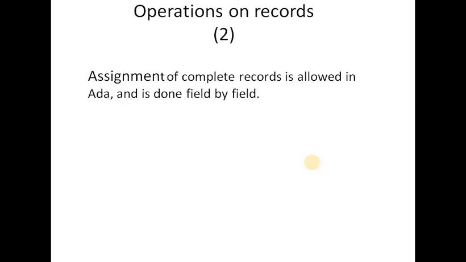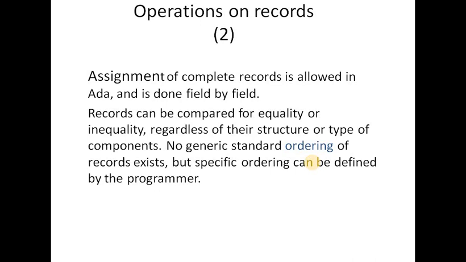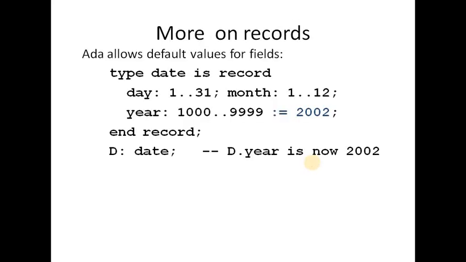Another operations on records. Assignment of a complete record is allowed in Ada and is done field by field. And records are compared for equality and inequality. No generic standard ordering of records exists. We are talking briefly about how Ada allows default values for fields. Type date is record. We are writing a record in the Ada language.